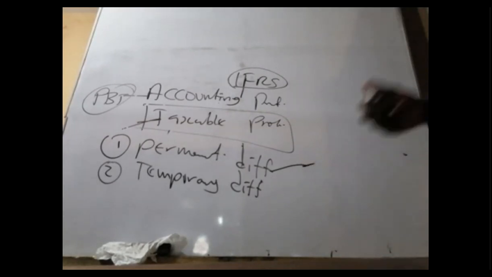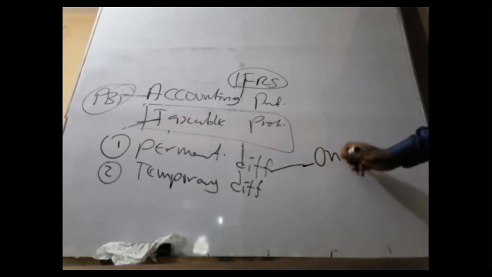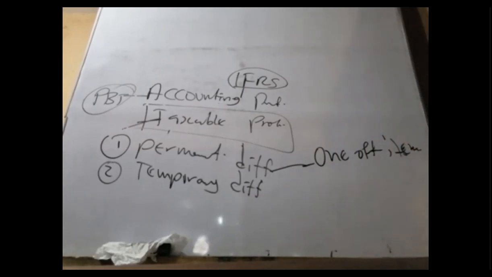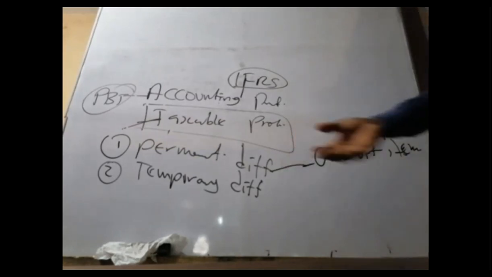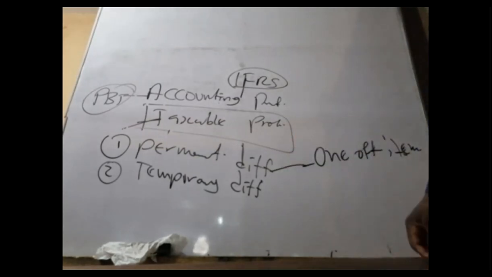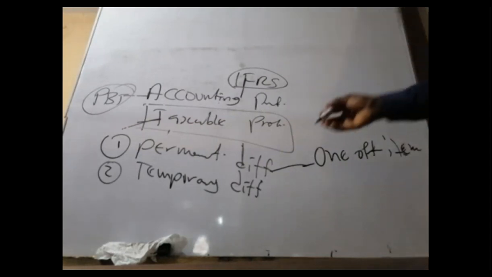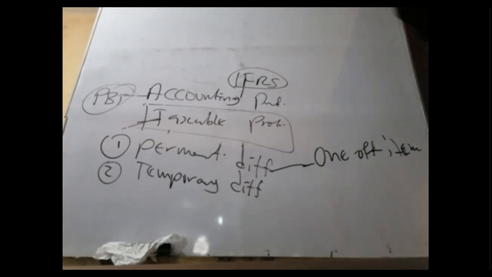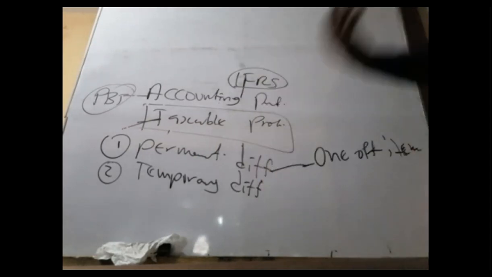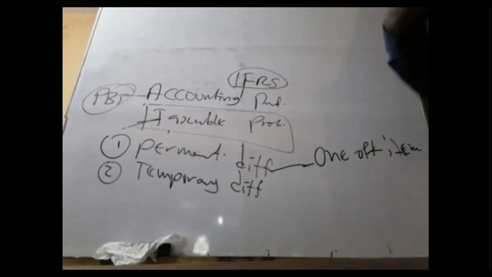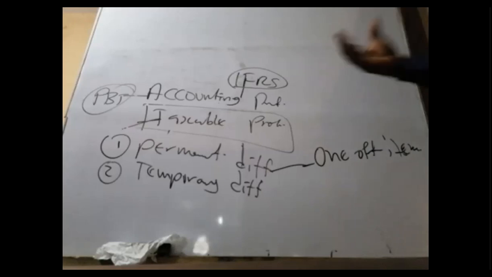So permanent difference is a one-off item or transaction, which is allowed by one party, maybe the accountant, but disallowed by the other party, that is the tax authority. Good. So examples of such items are, one, entertainment expenses. If you incur entertainment expenses, the accountant will add it to the admin expenses. But the tax authority will not allow it, and therefore will disallow.